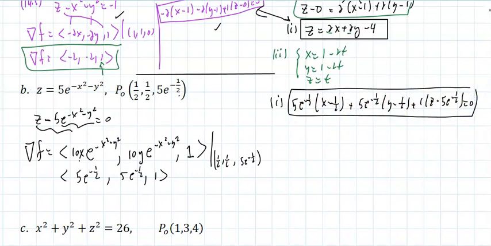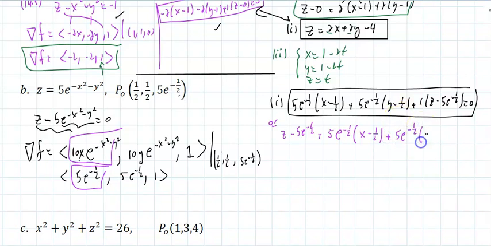And if you want to use the book's technique, you could say z minus z1 equals f sub x evaluated at 1/2, 1/2. That will be 5e to the negative 1/2 into x minus 1/2 plus 5e to the negative 1/2 into y minus 1/2.